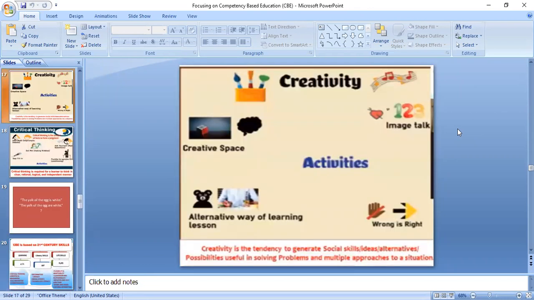Next is creativity. What is creativity? We should inspire them towards creativity and towards doing creative activities. So creativity is the tendency to generate ideas, alternatives, possibilities useful in solving problems and multiple approaches to a situation. So we can inspire them, image talk, creative space, alternative ways of learning lessons, right or wrong, this can be used in creative thinking or creativity.